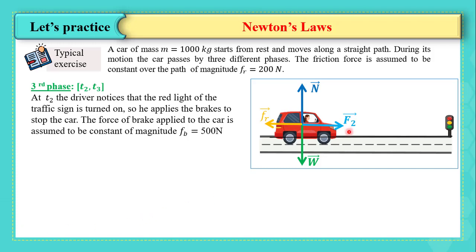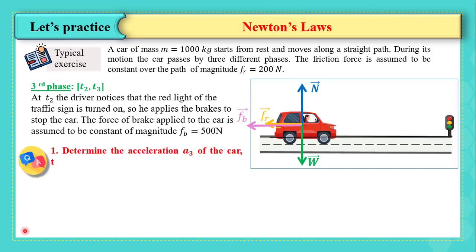Note that the driver in this case takes his feet completely off the accelerator pedal, so there is no motive force anymore, where the only forces acting on the car in this case are the weight, the normal reaction, the force of friction, and the force of a brake applied on the car. Now in the first part, we are asked to determine the acceleration A3 of the car, then deduce the nature of motion of the car in this phase.